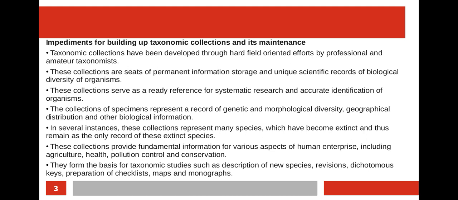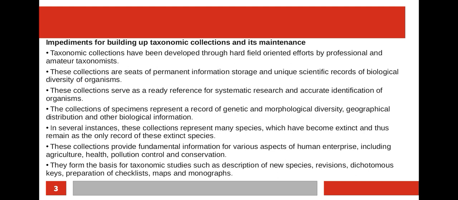Taxonomic collections have been developed through hard field-oriented efforts by professional and amateur taxonomists. These collections are seats of permanent information storage and unique scientific records of the biological diversity of organisms. These collections serve as a ready reference for systematic research and accurate identification of organisms. The collections of specimens represent a record of genetic and morphological diversity, geographical distribution, and other biological information.